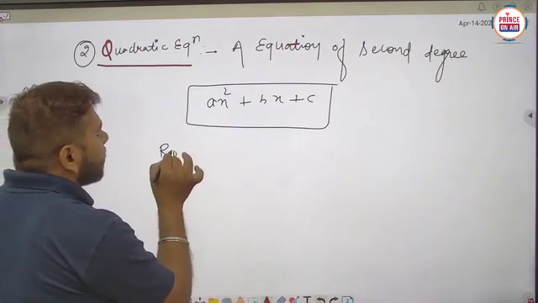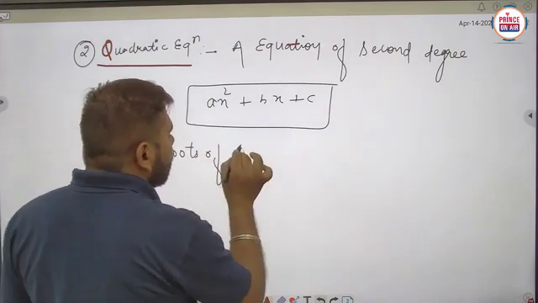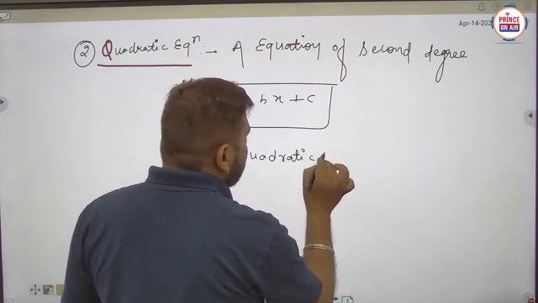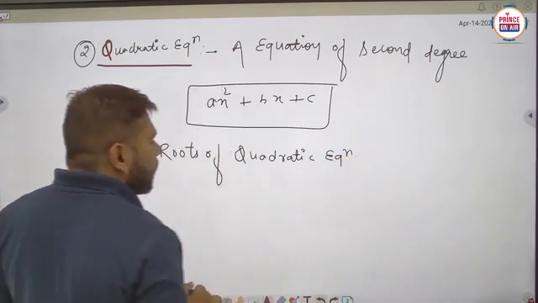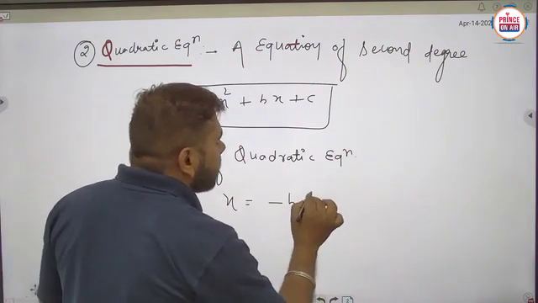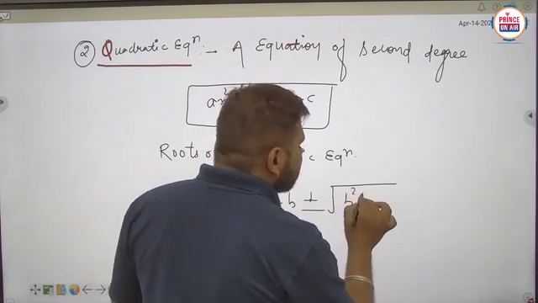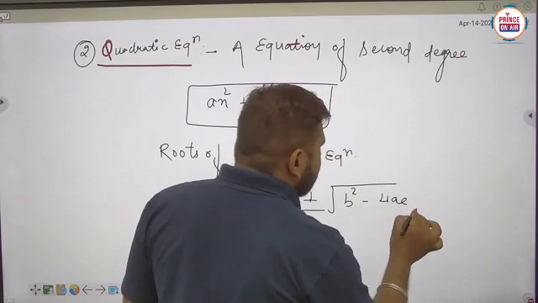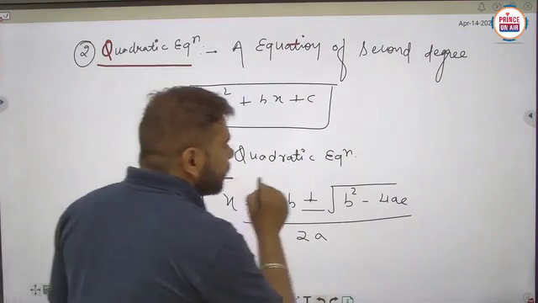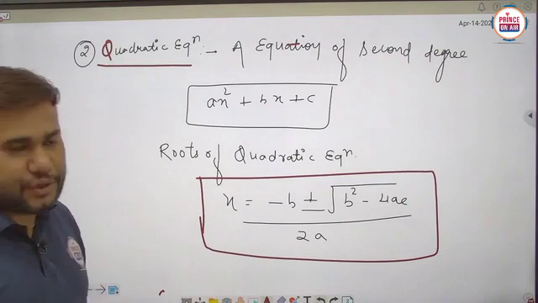Roots. How can we calculate the roots of a quadratic equation? What is the formula beta? x is equal to minus b plus minus under root b square minus 4ac upon 2a. This is the formula to calculate the roots of this quadratic equation.